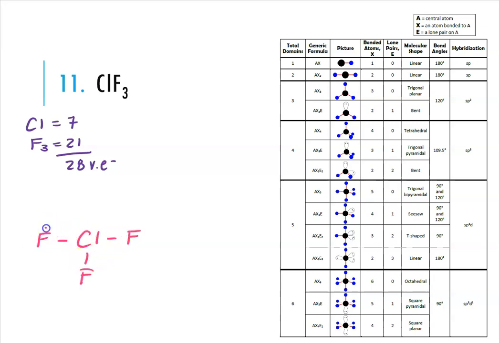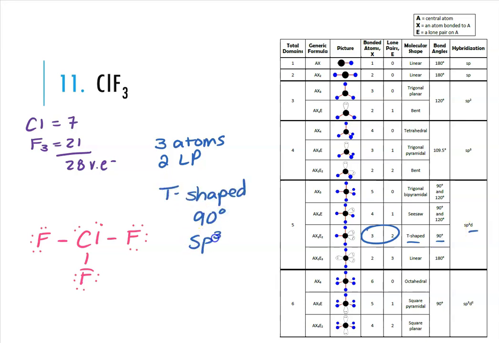2, 4, 6, 7, 8, and counting up to 24. So the last 4 will go on the central atom. 25, 26, 27, 28. So it's 2 lone pairs on the central atom. So here I have 3 atoms and 2 lone pairs. So 3 and 2 is T-shaped, 90 degrees, sp3d.